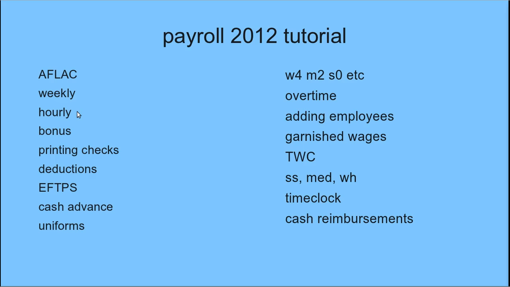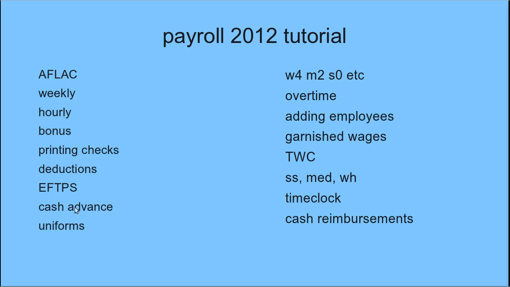So you don't have to pay hourly. You can pay with bonus. You can pay with salary, but I've got it down here so that you can pay with hourly and overtime. Overtime is over here. I'm going to show you how to print checks, and this spreadsheet will print the check for you. I'll show you how to do all of the deductions, including the electronic funds taxes payroll service, that is the Social Security, Medicare, Medicaid, and the withholding for the IRS.